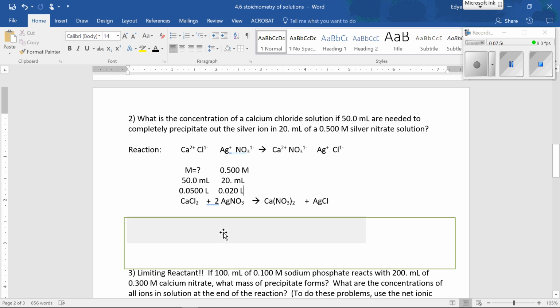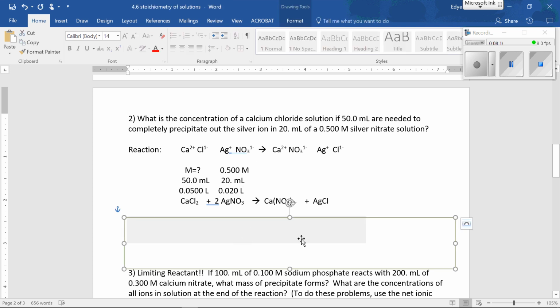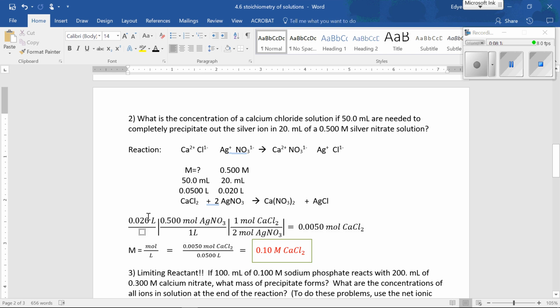Okay, so I have my balanced reaction. I've got milliliters and liters of, I have molarity and liters of my silver nitrate. So I know I'm going to start with my silver nitrate because I'm trying to find something over here. And I just always start with my liters. It's easier, you could start with molarity, but your ladder will look funny. So I start with my liters, 20 mils, or 0.020 liters. And then I convert to moles using molarity. I can go moles to moles using the reaction coefficients.